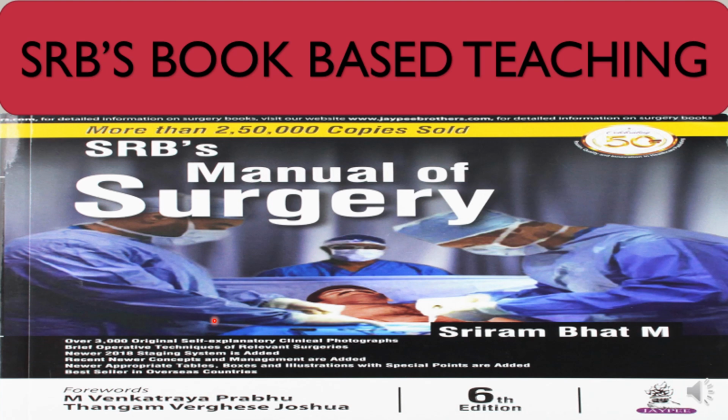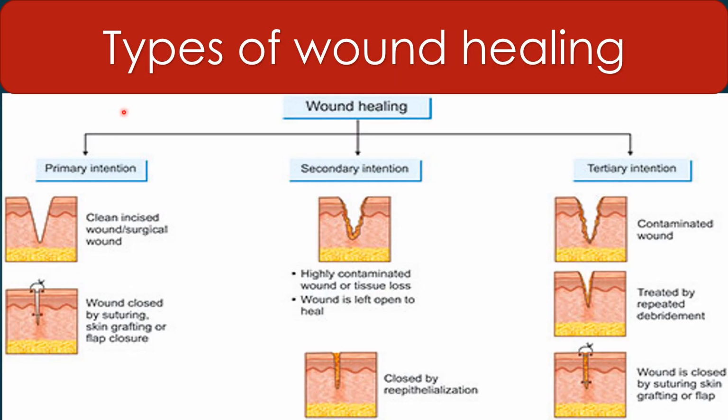Our topic is types of wound healing based on the SRB manual surgery book. Let's see the video. See types of wound healing. There are three types of wound healing: primary intention, secondary intention, tertiary intention.